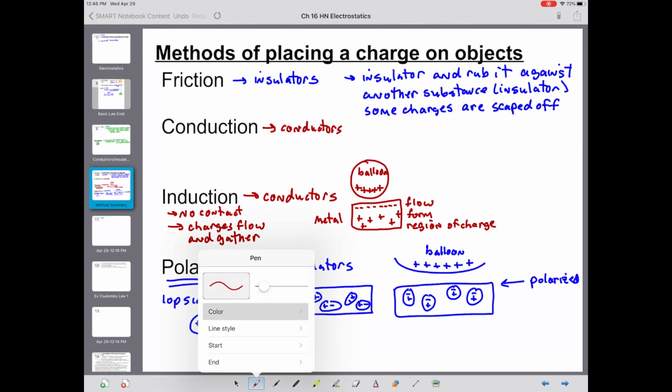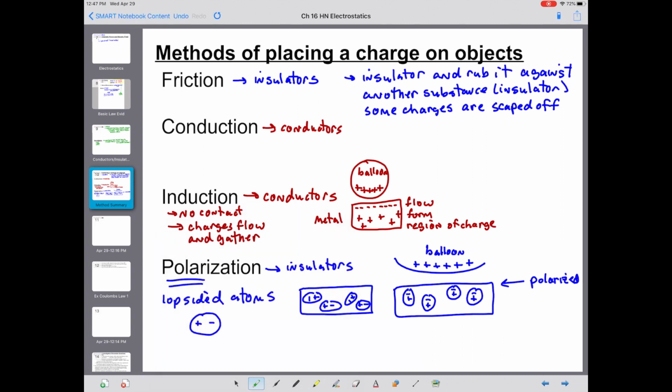Conduction also applies to conductors. Your only real difference here is that the objects touch. Induction, there's no contact. Conduction, there is contact. And so if we touch the objects, then actual charge can be transferred.